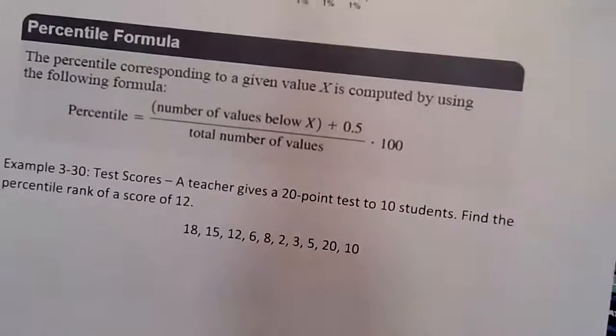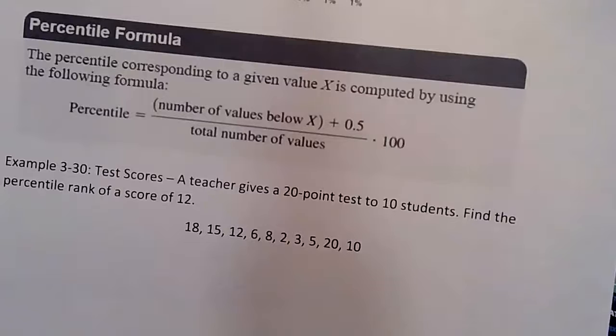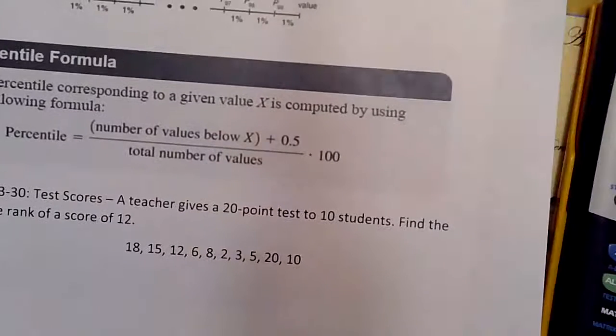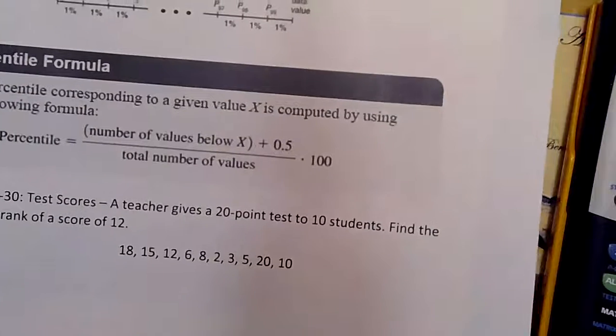All right. So here it says example 3-30, test scores. A teacher gives a 20-point test to 10 students. Find the percentile rank of a score of 12. Okay. All right, so then let me go ahead and fill in. There's lots of vocabulary on this page. Okay, so let's see. First of all, I have a note here.